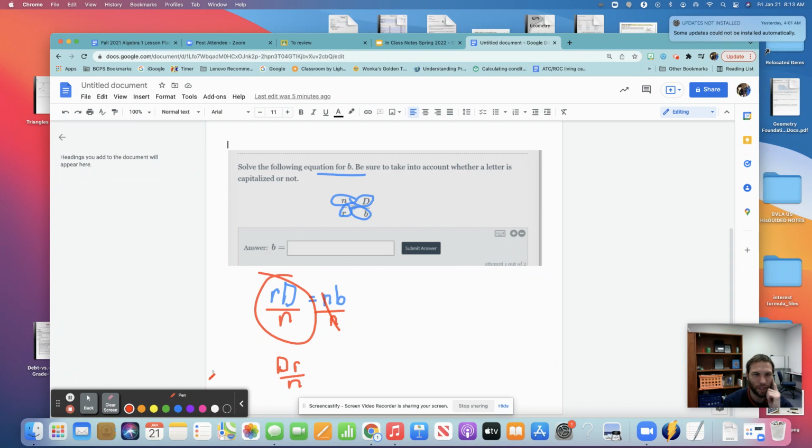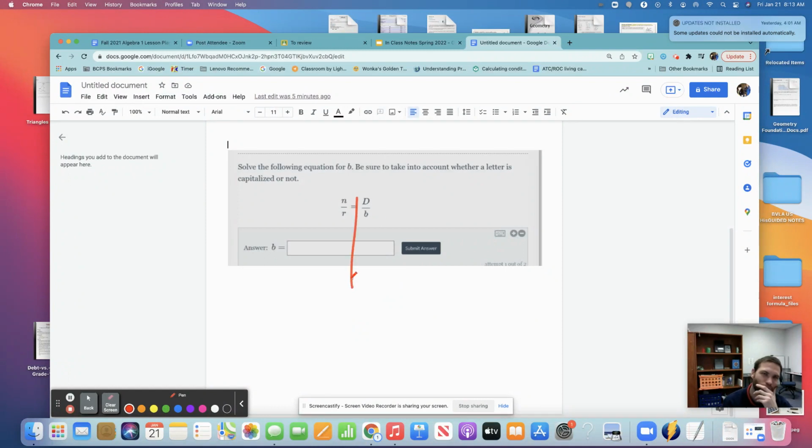The other thing that somebody did was they looked at this and said, okay, what if we multiply by r? They're just guessing. That doesn't really help get b by itself, but it does get it where you don't have a fraction over there. Now d divided by b times r: what do you do? You put it on the top, right? Because when you multiply fractions, you multiply across. So r is on the top, d is on the top.